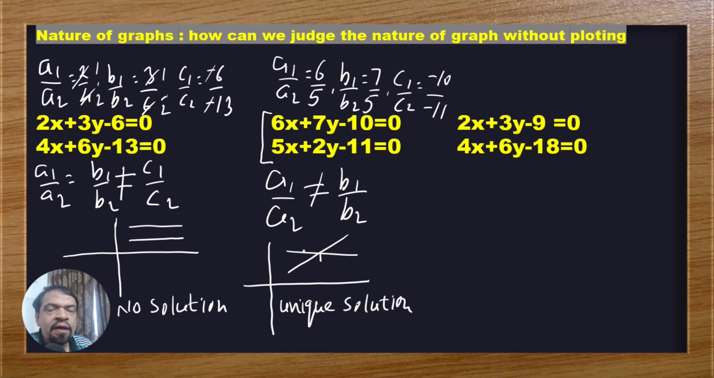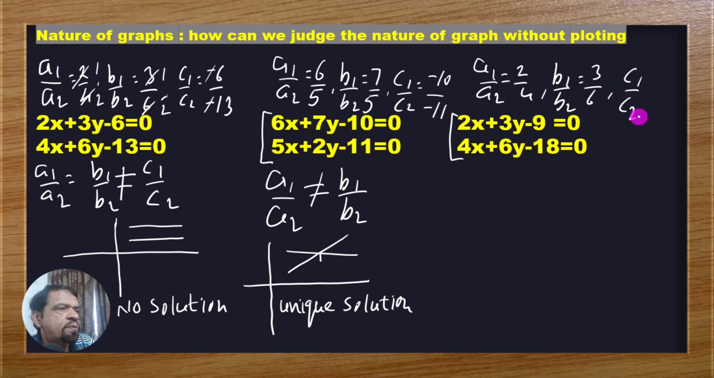And the graph will intersect each other. Now see the third pair. A1 upon A2 is 2 upon 4. B1 upon B2 is 3 upon 6. And C1 upon C2 is minus 9 upon minus 18. So 1 by 2, so 1 by 2, minus minus cancel. This is also 1 upon 2.